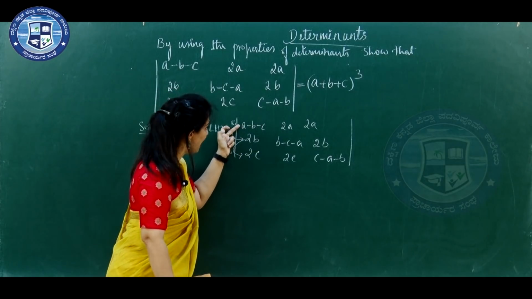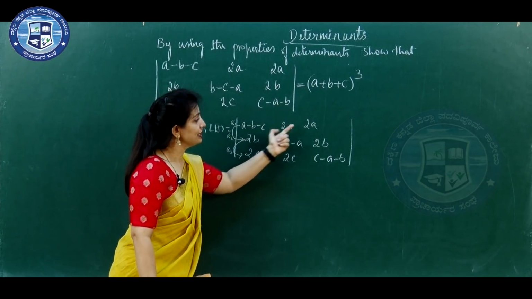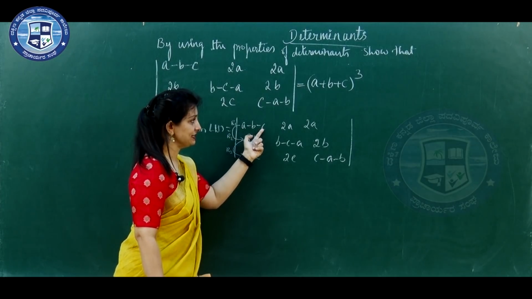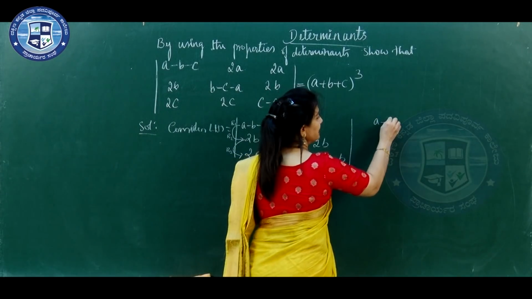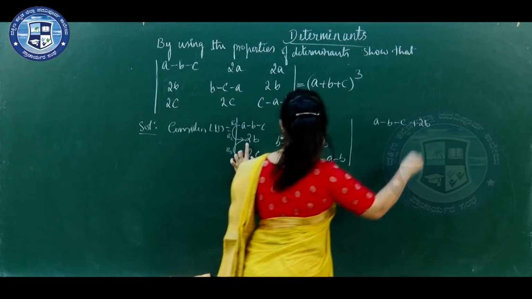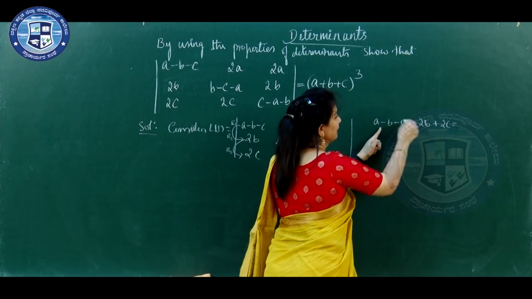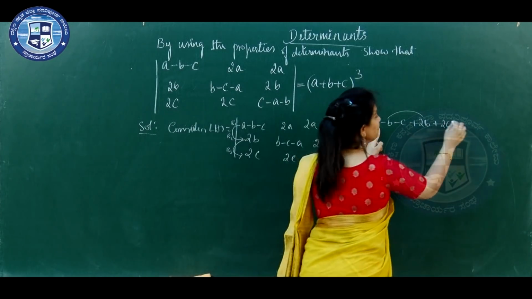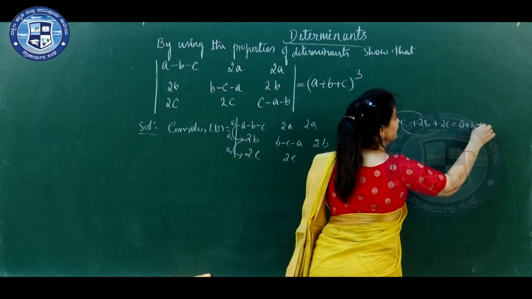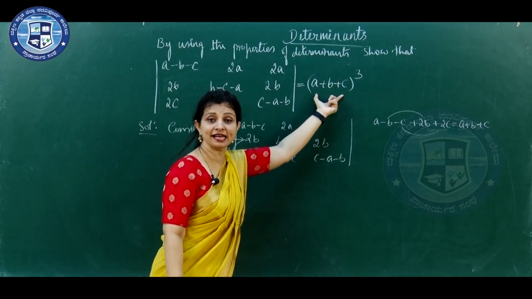So, when you add R1 plus R2 plus R3, then the first row elements can be changed as A minus B minus C, look at this, it is A minus B minus C, then the second row element plus 2B, third row plus 2C. What is it? Minus B plus 2B is plus B, minus C plus 2C is plus C. So, it is A plus B plus C. Look at this, we got A plus B plus C as a factor, which is a factor of RHS.